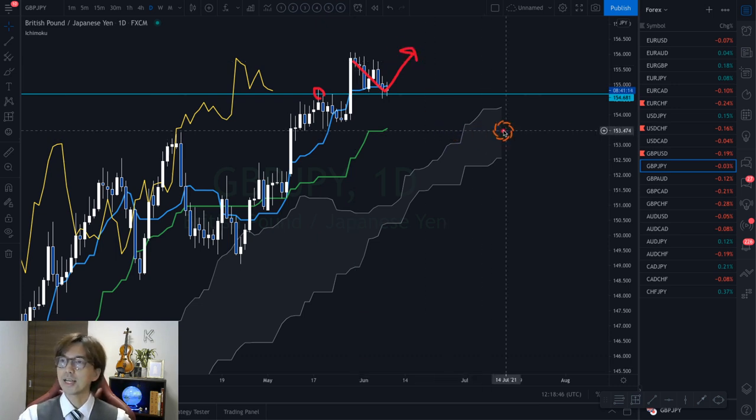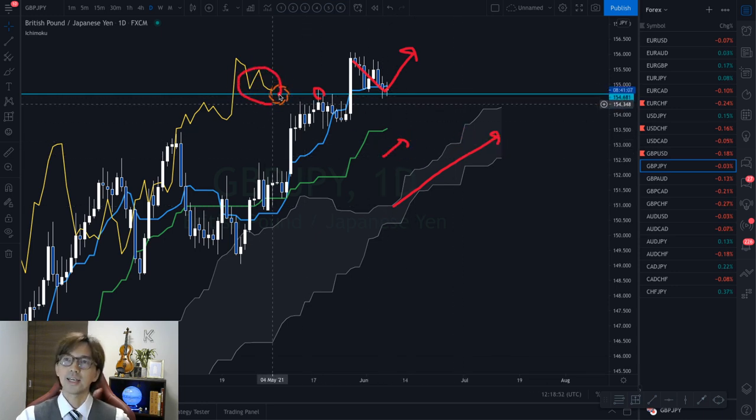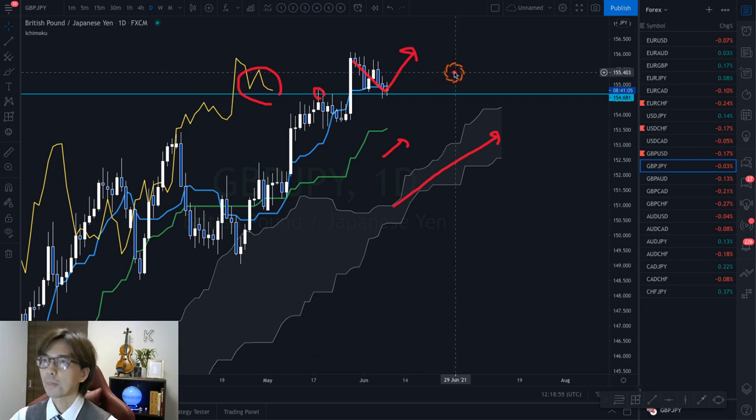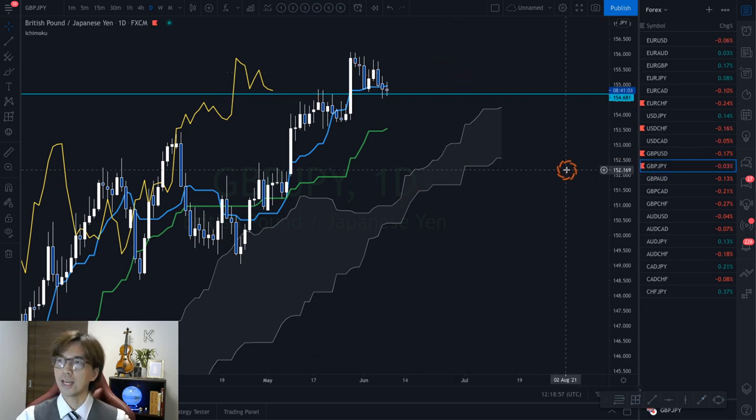And you can also see that the Kumo's bullish, and Kijun Sen is up, Chikou Span above the candles, and this is bullish. So I will monitor this one too today.